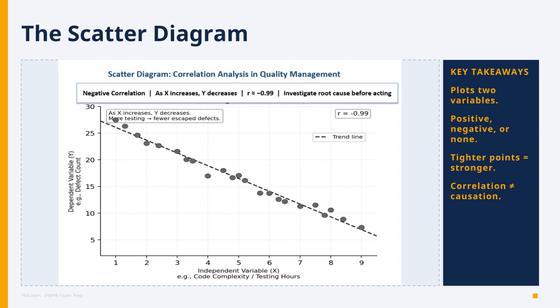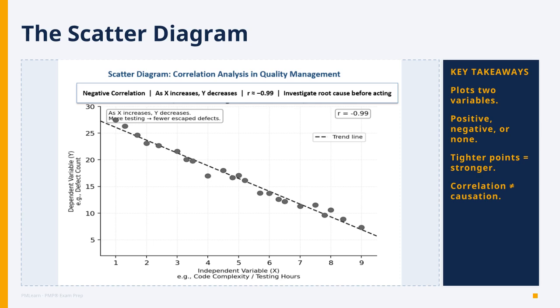Negative correlation. As x increases, y decreases. The points trend downward. And no correlation. The points are just a random cloud with no direction. The tighter the points cluster around a line, the stronger the relationship. In this example, the correlation is strongly negative. As testing hours go up, escape defects go down, with the points hugging the trend line closely.